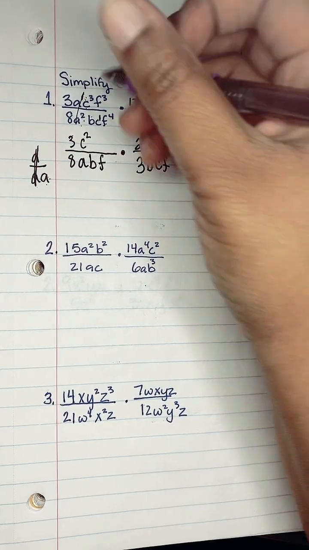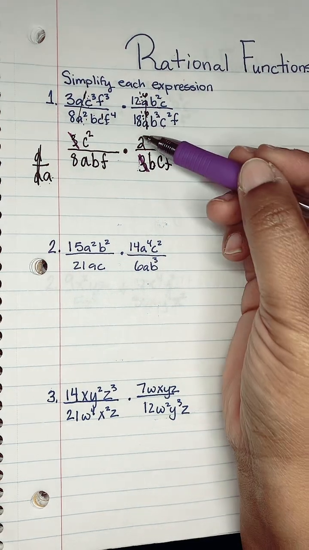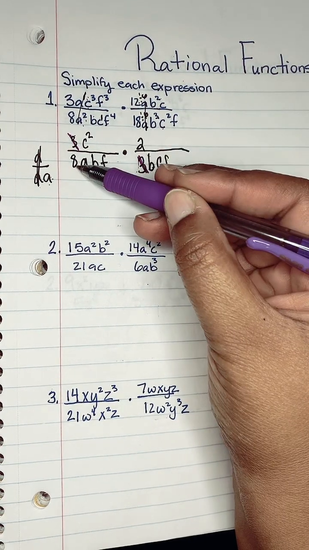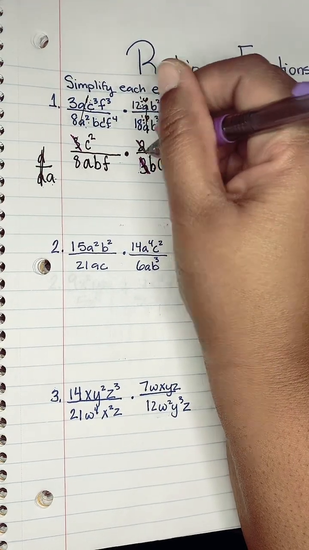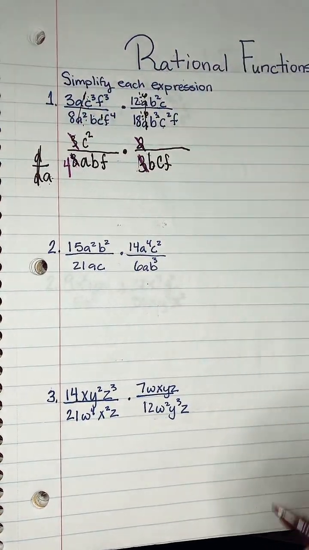So 3 divided by 3, this cancels here. And then if you look here, we have a 2 here and an 8 here. Well, this can go out, and this 8 divided by 2 gives us a 4.